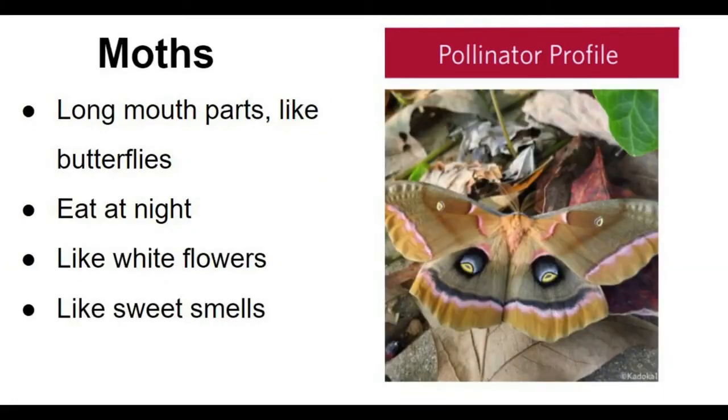Moths are similar insects to butterflies. Moths are also pollinators, except moths are nocturnal. So moths have long mouth parts, just like butterflies, but moths eat at night. They come out at night. They are nocturnal. And at nighttime, you can't see those bright colors. So moths like white flowers. And moths can detect smells, and they like sweet smelling flowers.